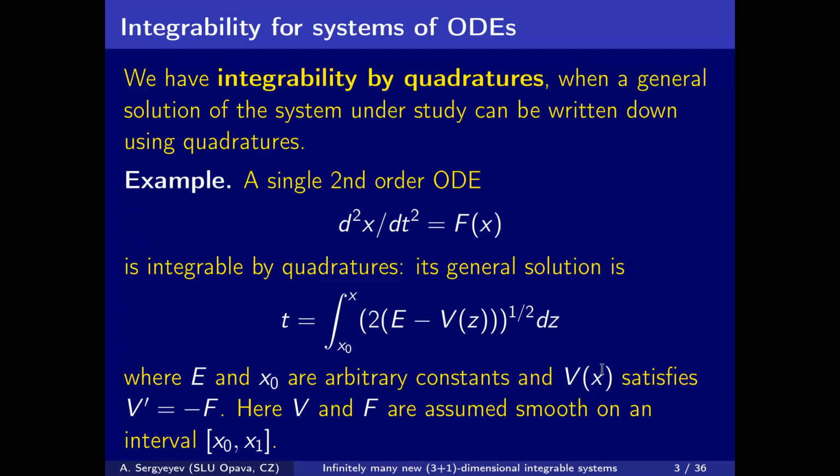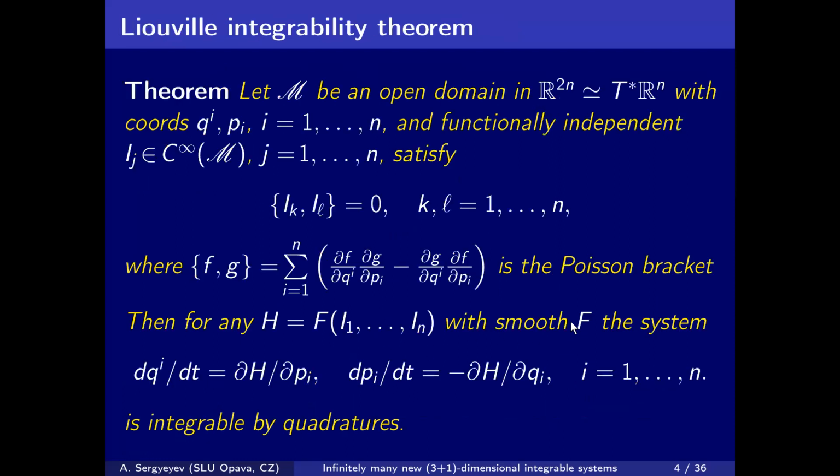And well, here's the standard example: a one-dimensional, 1 degree of freedom system with potential external force. And indeed, we have this quadrature here giving us a general solution.